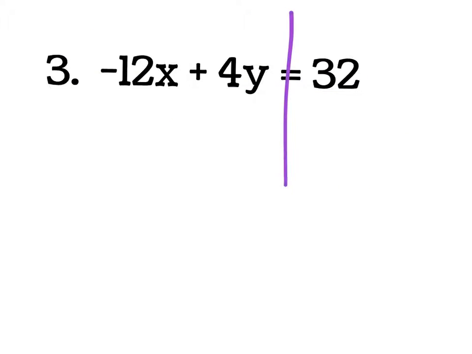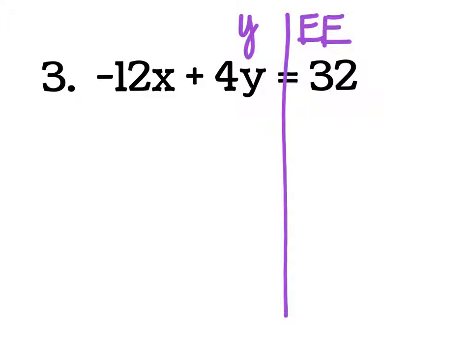So I'm going to draw my line, label my sides. I have y's on one side, everything else on the other. First thing I need to do is get rid of what doesn't have y with it, which is this minus 12x. So to get rid of this minus 12x, I'm going to move it to the other side, and it's going to become a positive 12x. Now remember, I cannot put this 32 and this plus 12x together because this has x, this does not have x, so they're not going to be able to be combined.